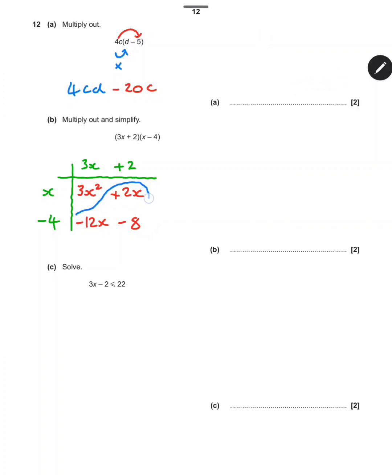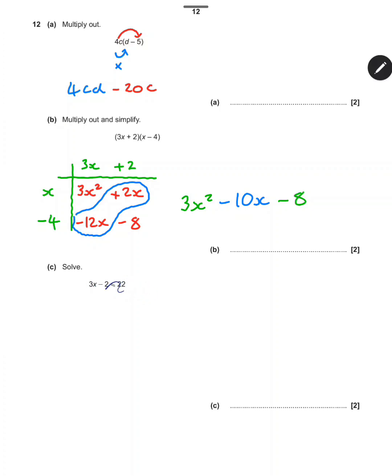These two terms will always simplify. So negative 12x add 2x, negative 12 add 2 is negative 10x. And then we've still got the 3x squared. And we've still got the negative 8.